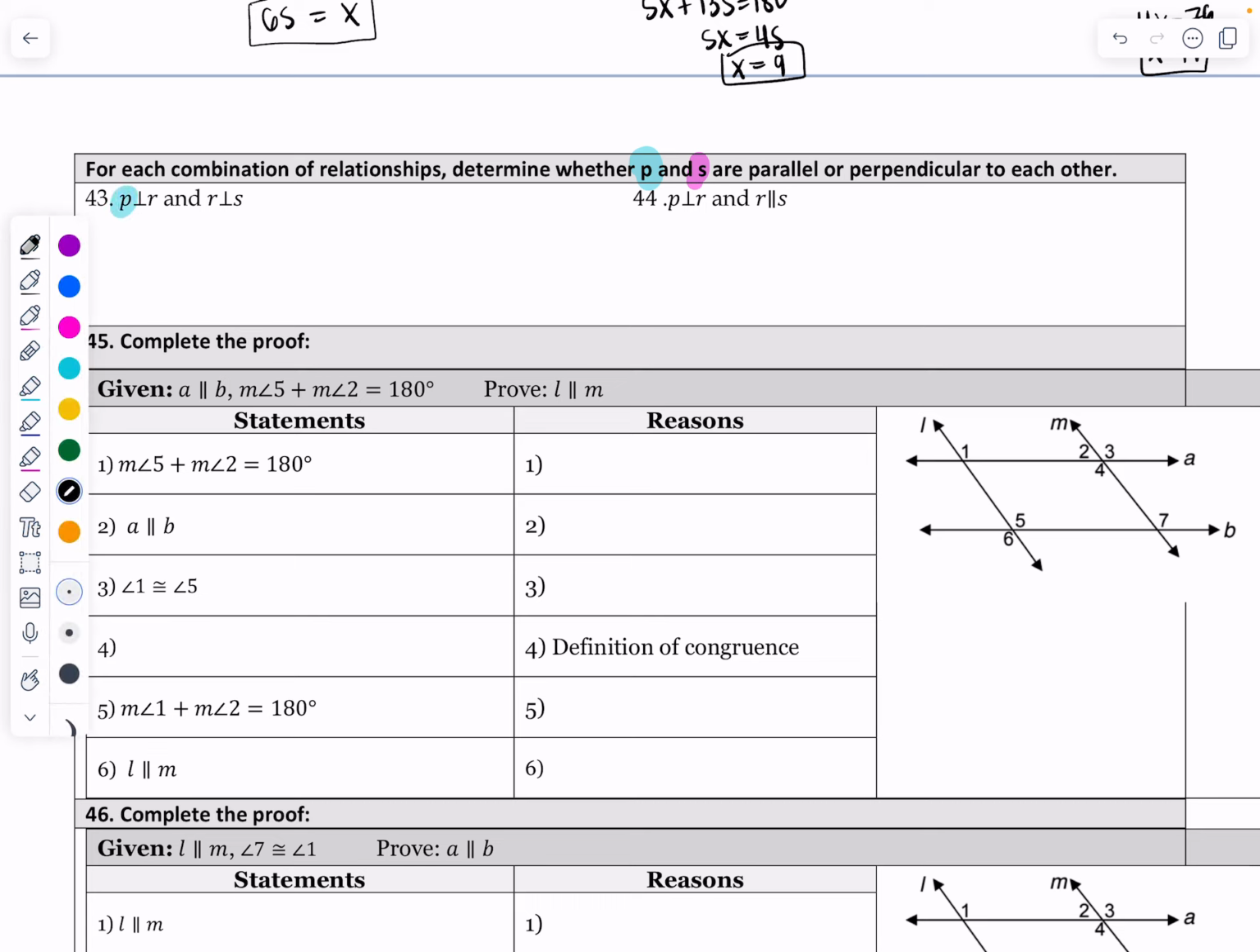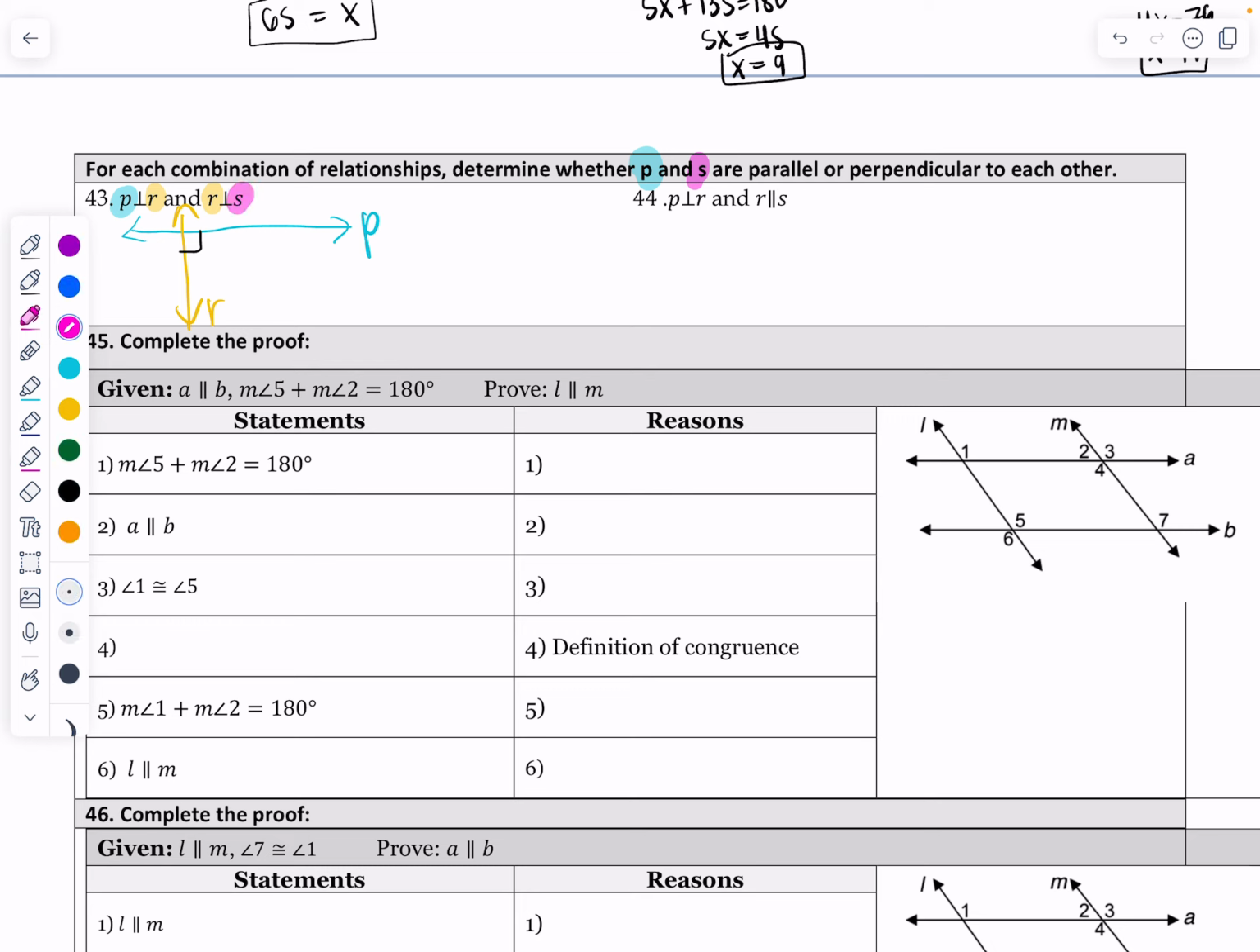So I like to start with a horizontal line. I don't know why that works for my brain, but it does. Line P is perpendicular to line R, which means it crosses it at 90 degrees. So it tells us that. It's perpendicular to R. What do we know about R? R is perpendicular to S.